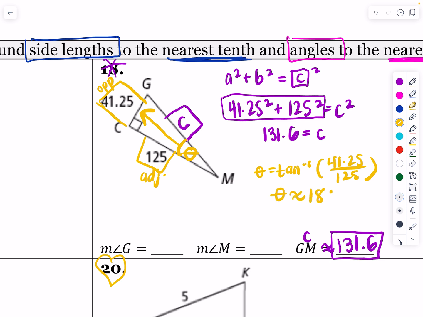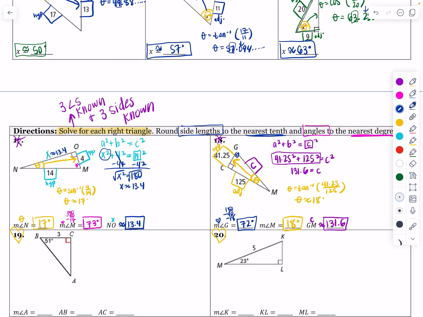Okay, so that is angle M, that's 18 degrees. So if angle M is 18 degrees, we rounded that to our nearest whole number. How do I find angle G? I'm going to put that in a heart. How do I find angle G? That's 180 minus 90 minus the 18 degrees that I just found. That is going to give me a total of 72 degrees for angle G. Okay, so there's the other two angles and then that third side.